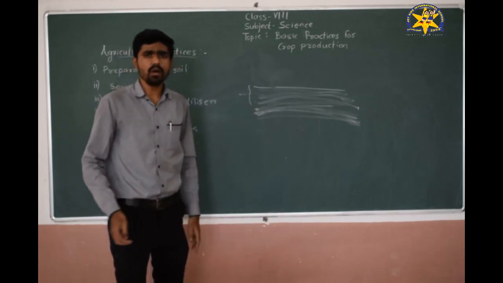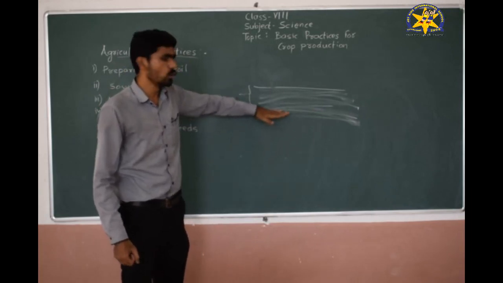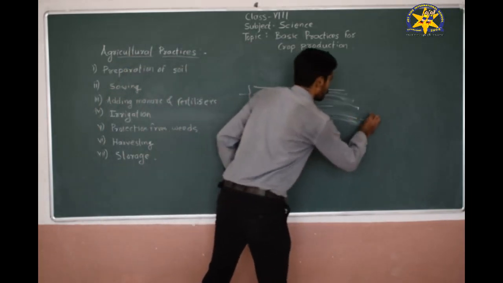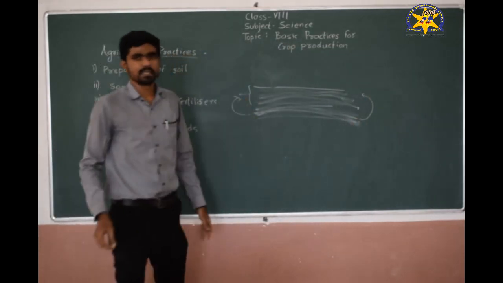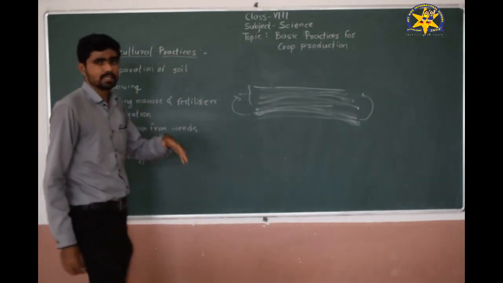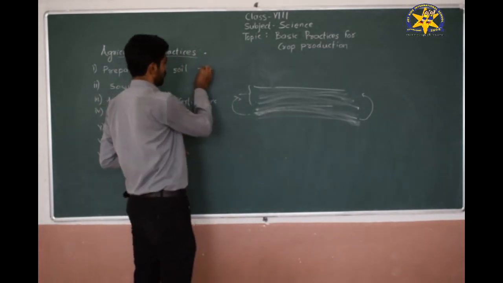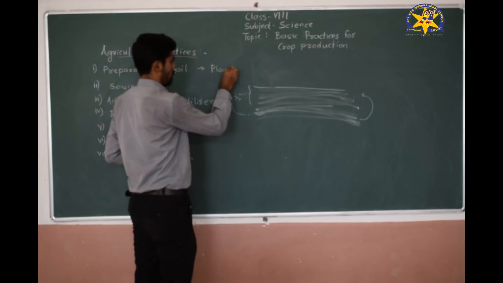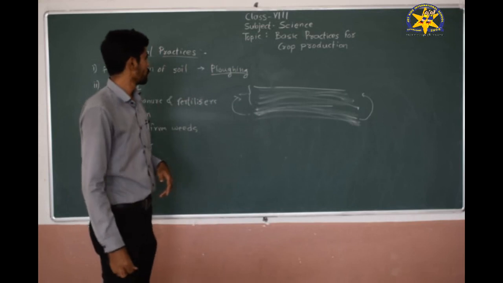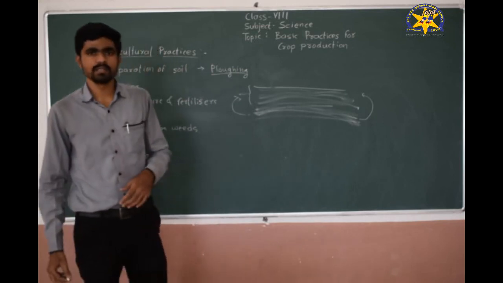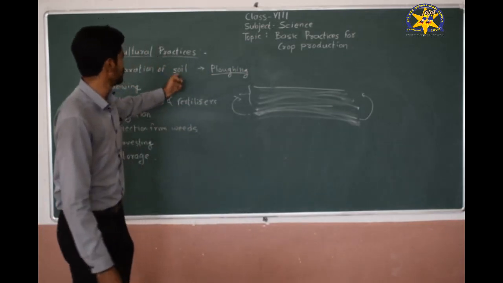Then nothing is left. Now what happens? This layer is deficient in minerals, and so we need to bring the lower layer into the upper layer. For doing this, the process is preparation of soil, that is turning and loosening of soil, which is called plowing. Plowing is done with the help of an instrument called a plow, which we will study later. So this is the preparation of soil.